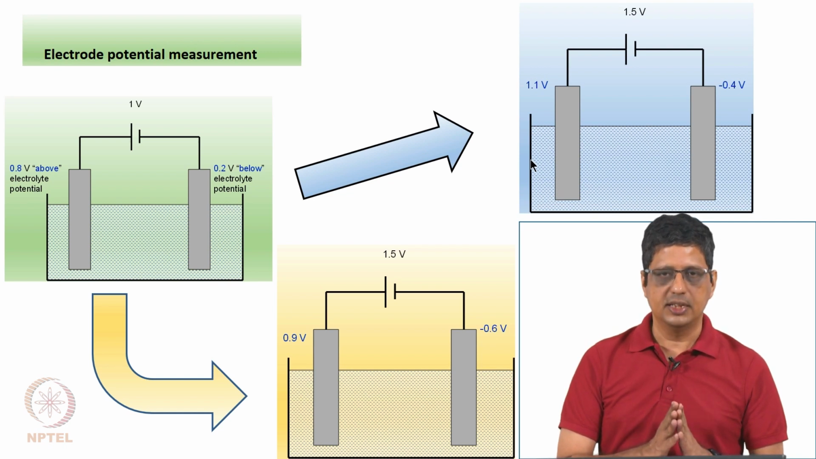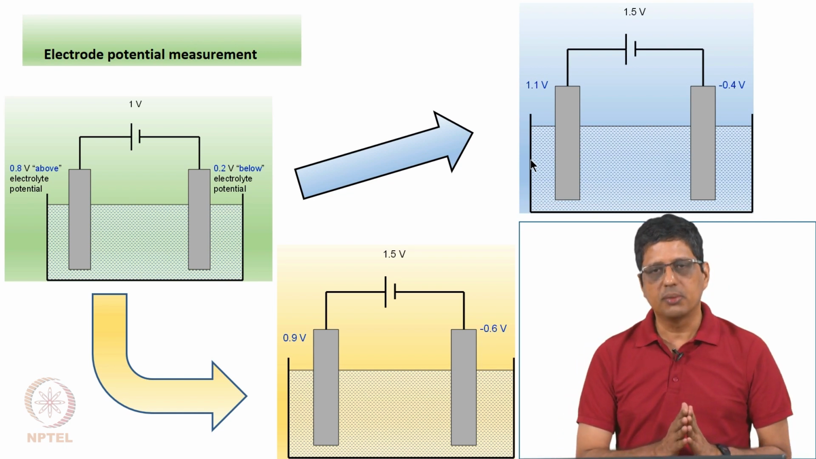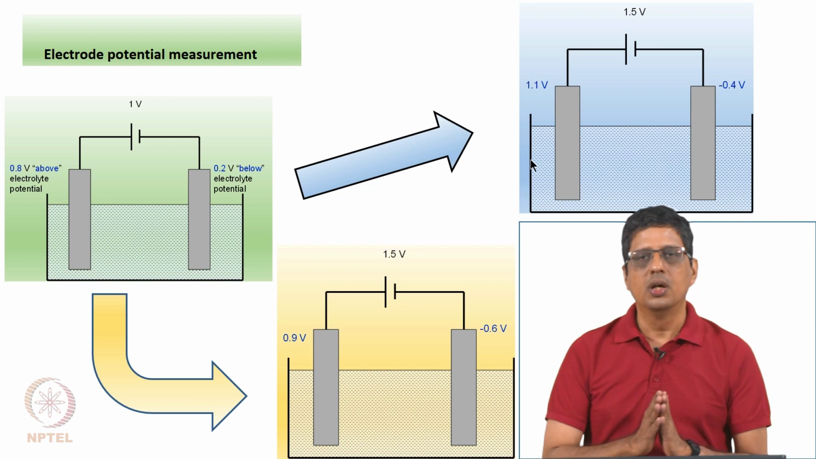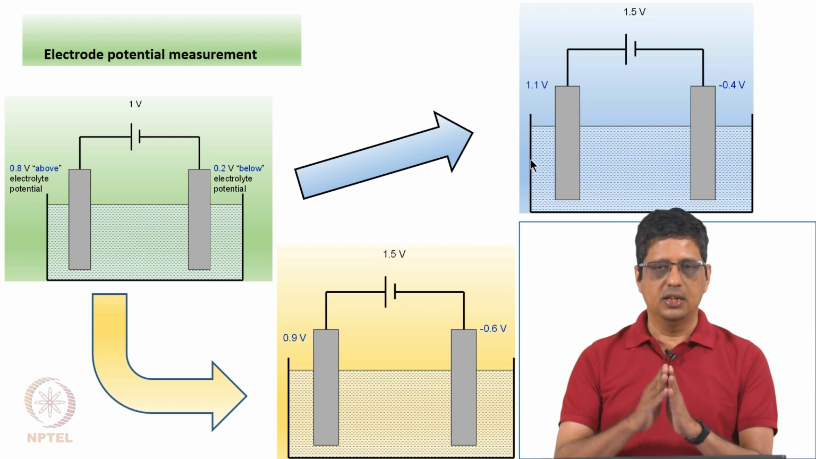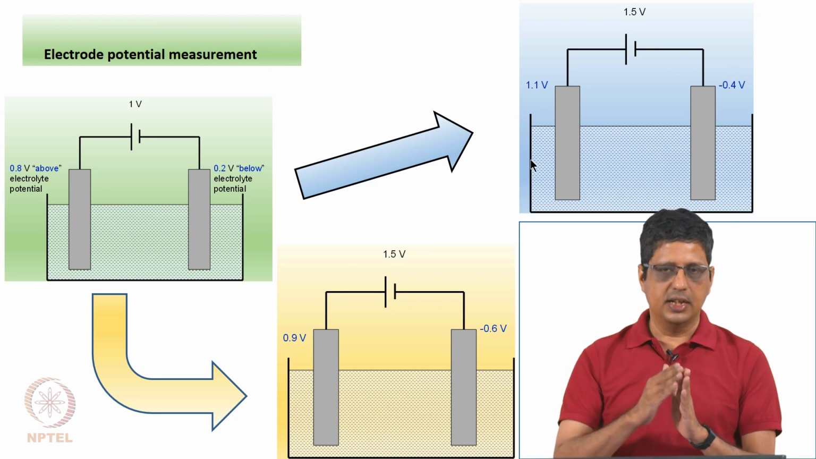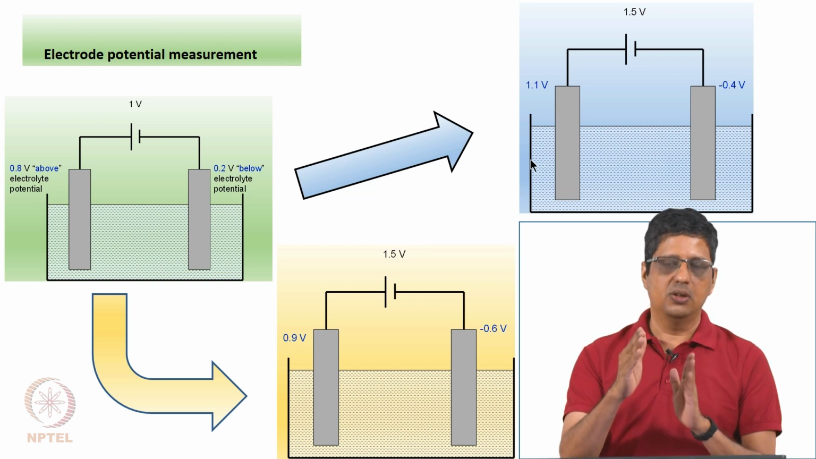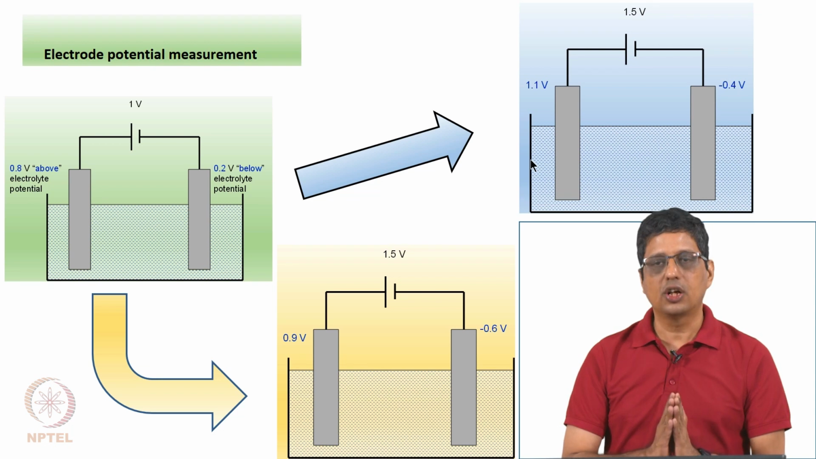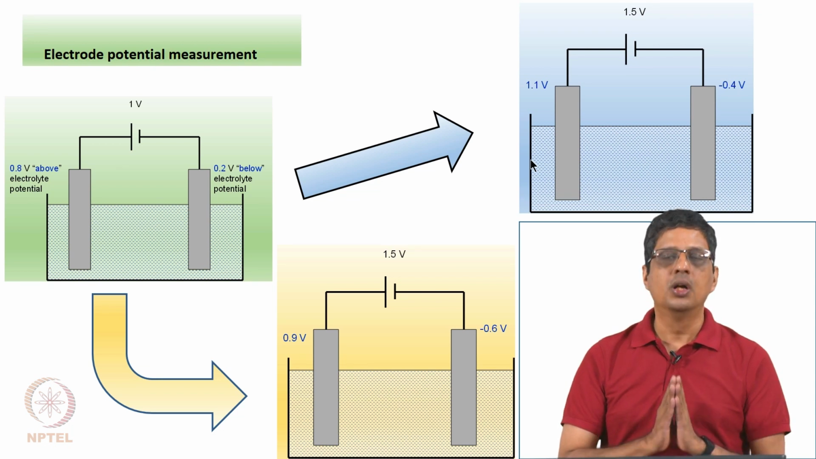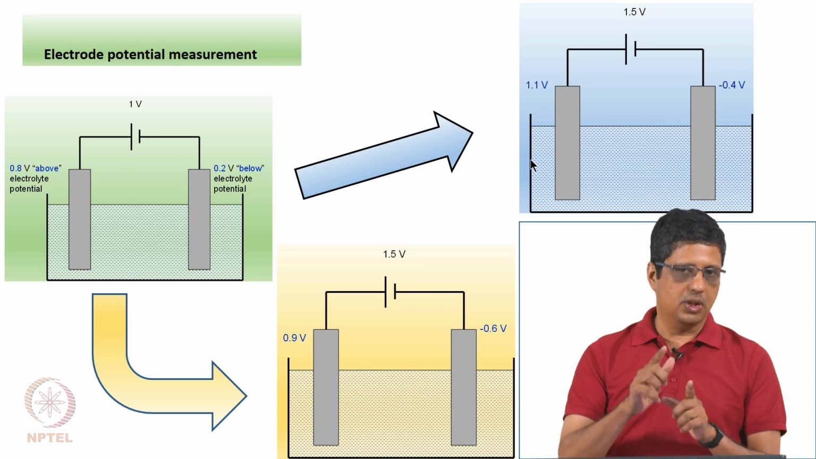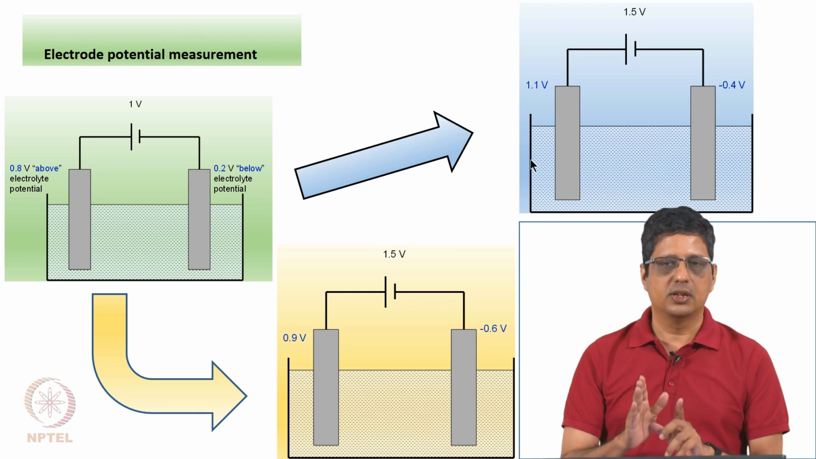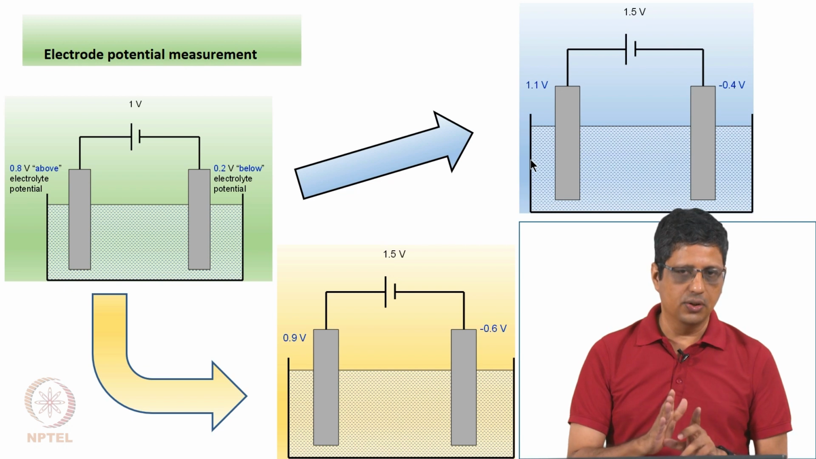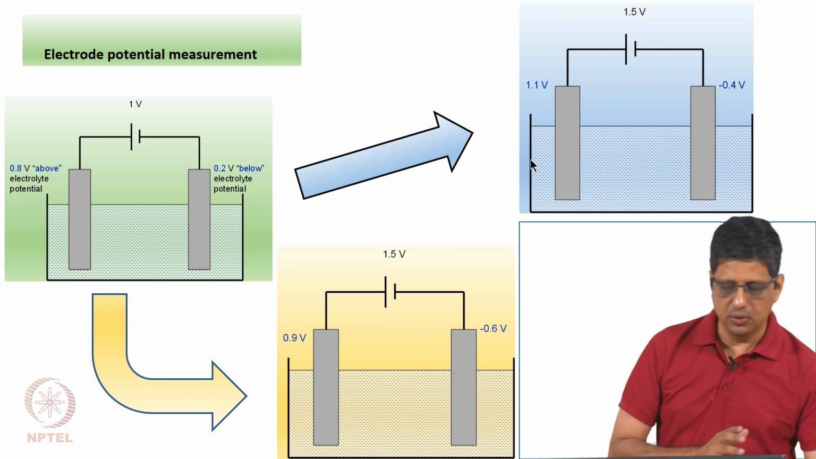So, to overcome this difficulty, we introduce something called reference electrode. Reference electrode is a particular type of electrode where the potential drop across the interface from the metal to the liquid is a constant. We still can't measure what that potential drop is, but we know it is a constant. So, in that scenario it is beneficial to use the reference electrode.